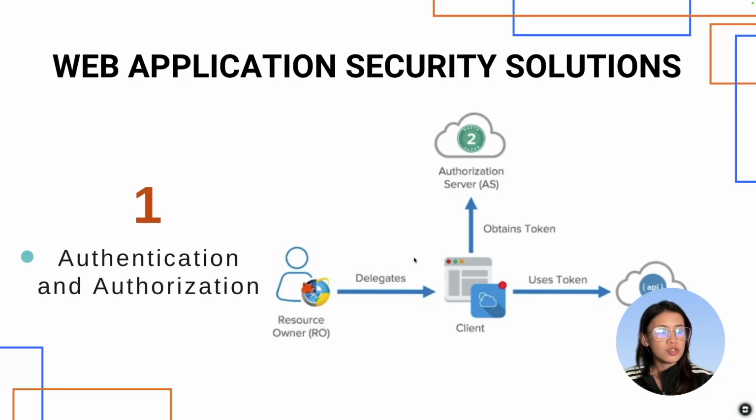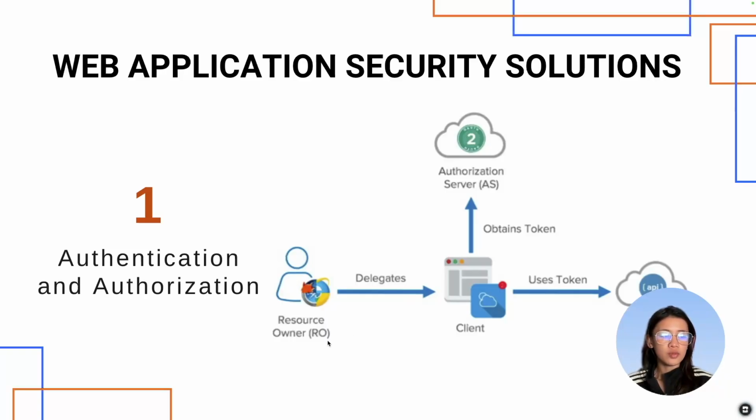First one, we have authentication and authorization. These are fundamental concepts in web application security, and they play an important role in managing user access and ensuring secure interactions with web applications. For the diagram, here we can see an OAuth 2.0 process. This allows an application to access the user's data securely without their password.